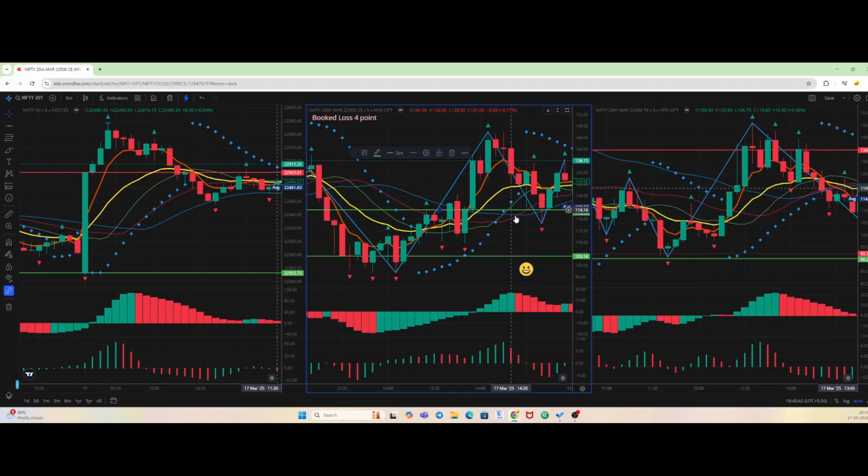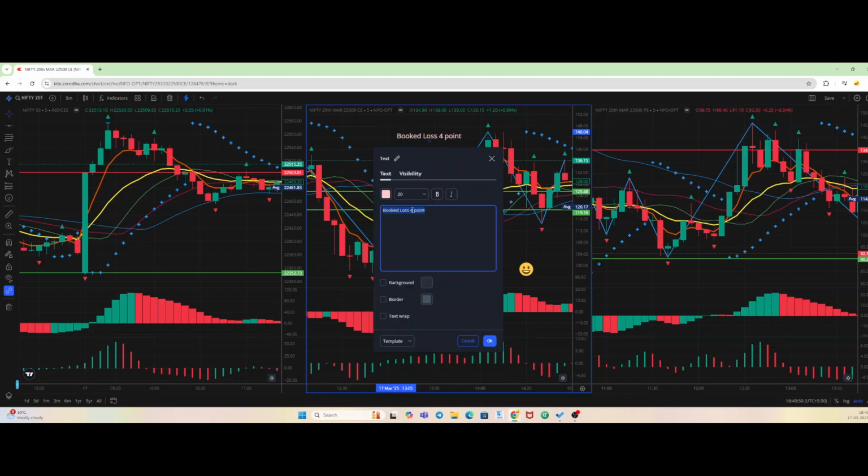Here we entered at 119, and if you see here 119, then 125. Here also we booked around 6 points loss. Here also once again we booked a loss of 6 points. Total 10 points loss so far.